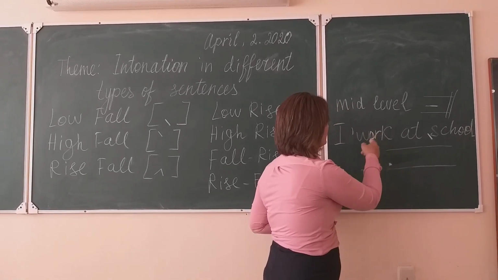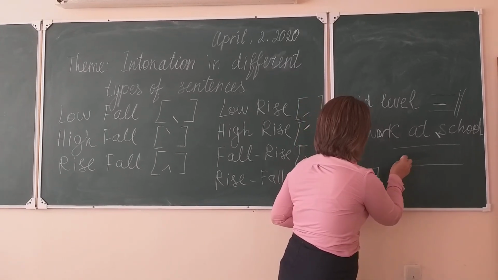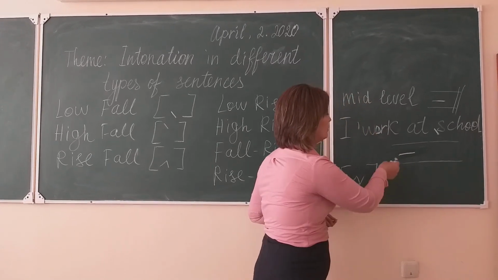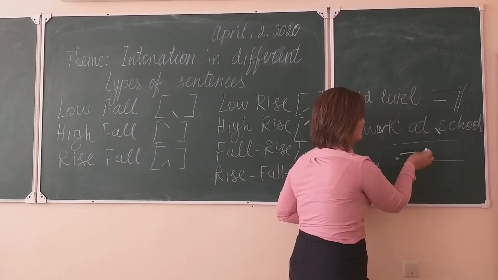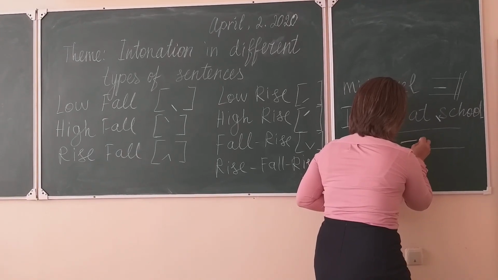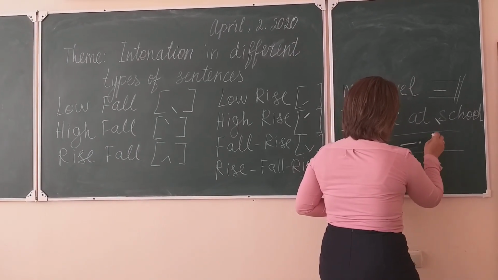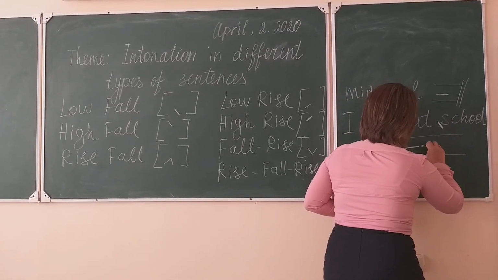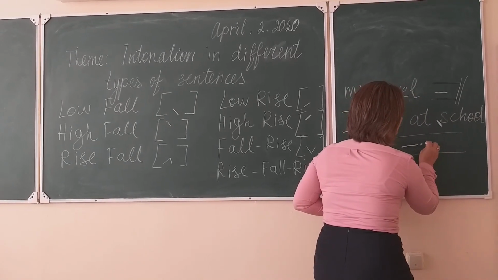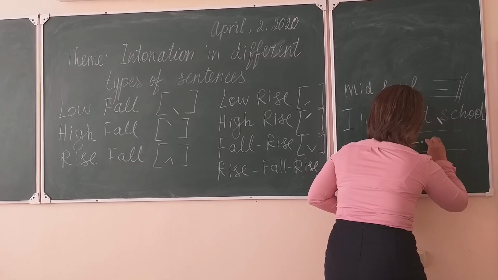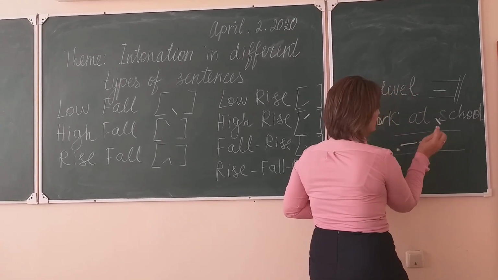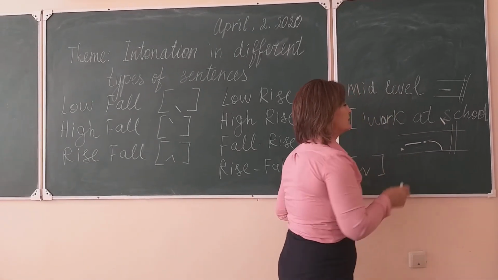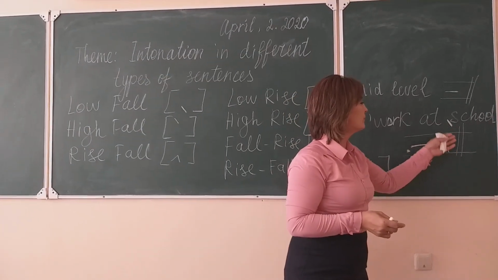Okay, let's see. As for the word work, as it's a content word, we mark it with a dash, a straight horizontal line in the tonogram. As for the preposition, it's again an unstressed syllable with a point. And as for the word school here, pay attention to its stress mark. This is a low fall, and that is why the tone mark of the low fall starts from the medium pitch level and reaches down to the lowest pitch level. And then at the end, we close the tonogram with two straight vertical lines.